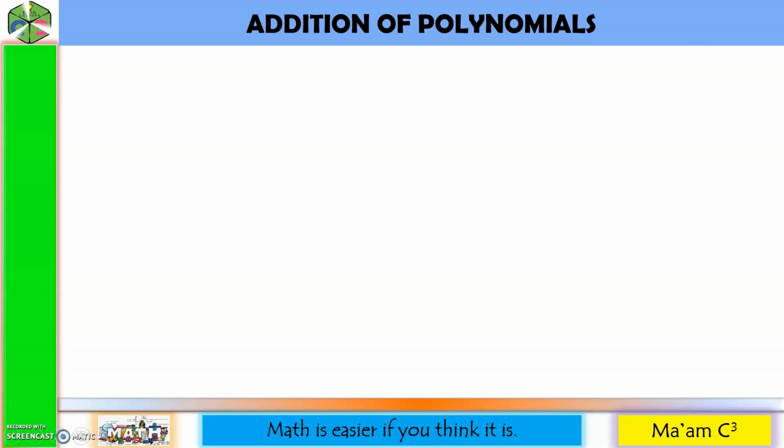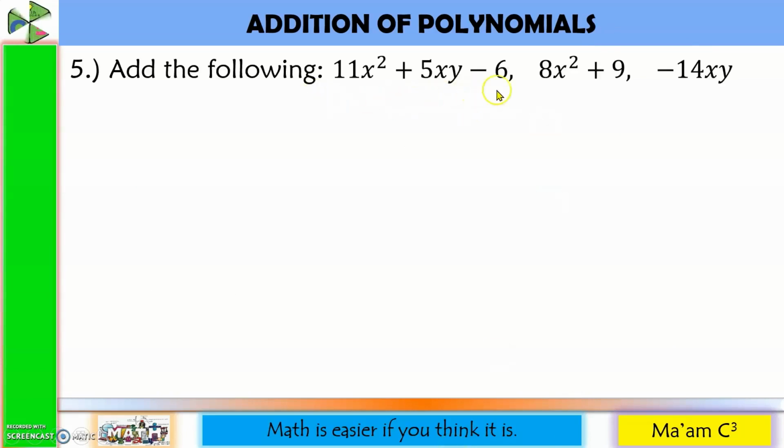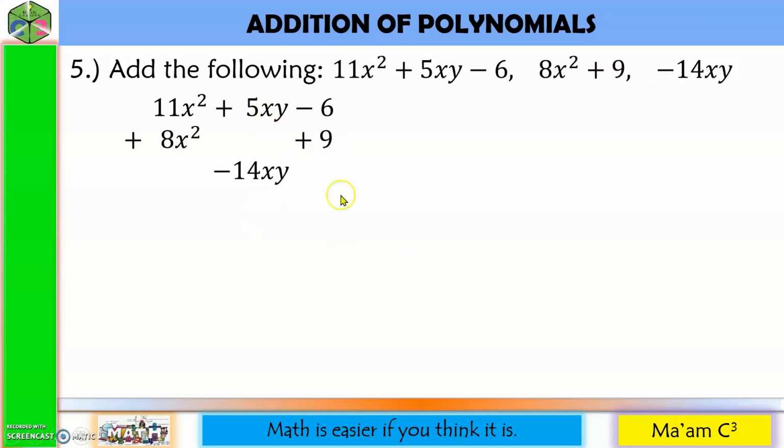Let us continue. Number 5. We have 3 expressions here. So let us write the first one. Let us align the second expression. 8x squared would be in this column. And then the constant plus 9. Third expression, negative 14xy. So in the column of xy, negative 14xy. First expression, second expression, third expression.